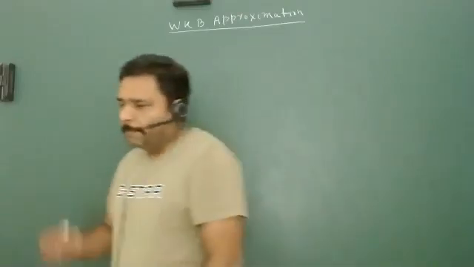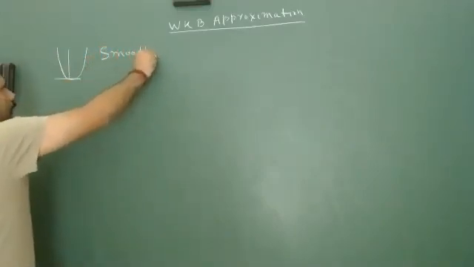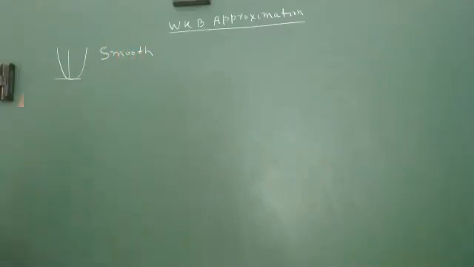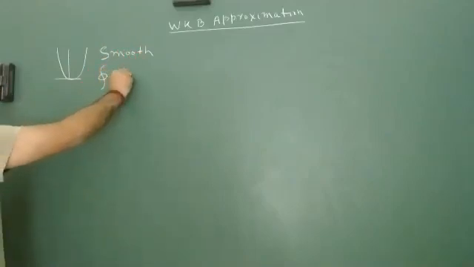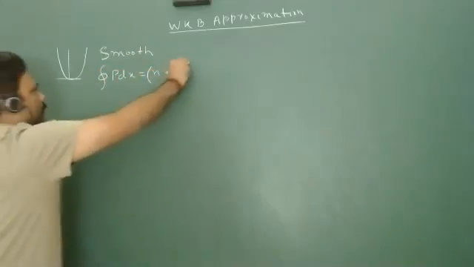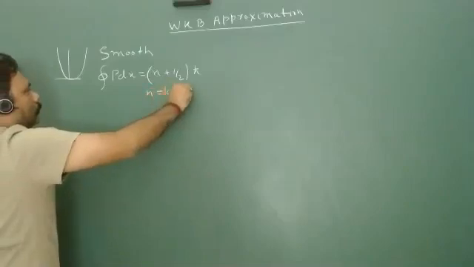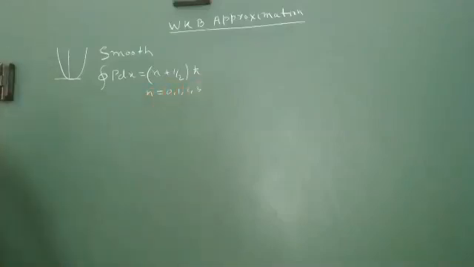Okay, so mainly we have talked about three kinds of boundary. The first boundary is the most famous. This will be your smooth boundary. The quantization rule here is the closed integral of p dx equal to (n plus half) h, where n is equal to 0, 1, 2, 3, and so on.